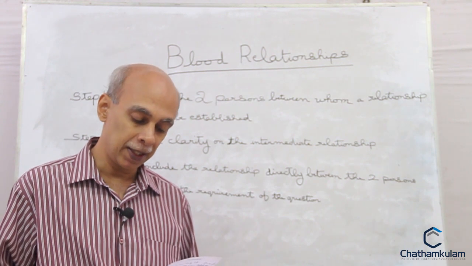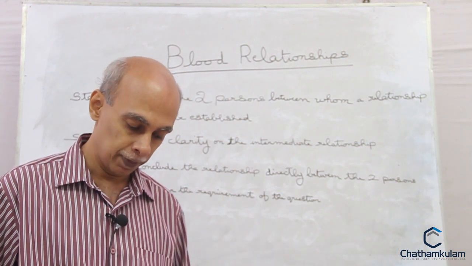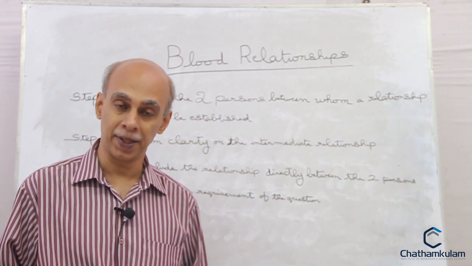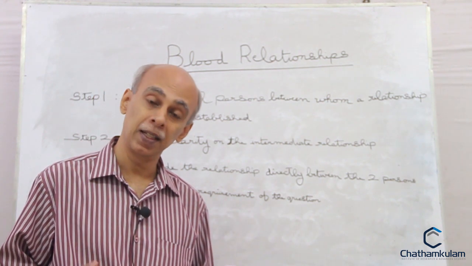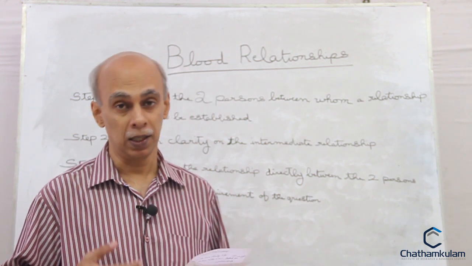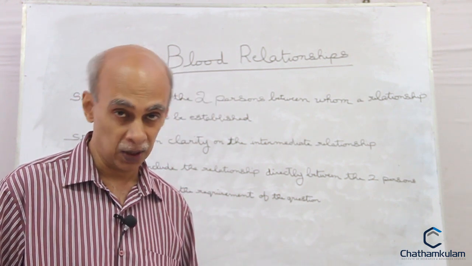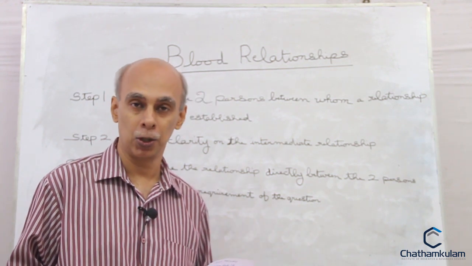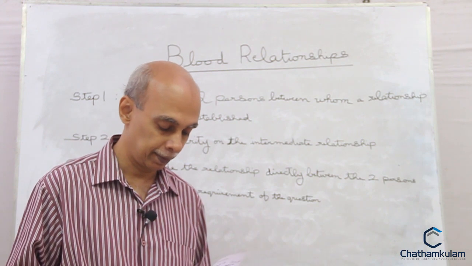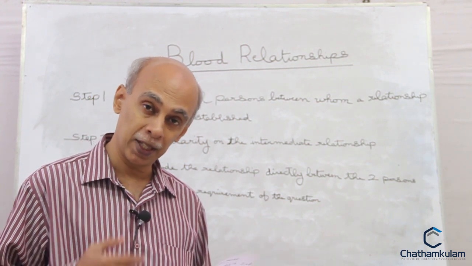Similarly, son's wife is known as son-in-law, husband's or wife's sister is known as sister-in-law, brother's son is known as nephew, while the brother's daughter is known as niece, and aunt's or uncle's son or daughter is known as cousin. Sister's husband is known as brother-in-law.